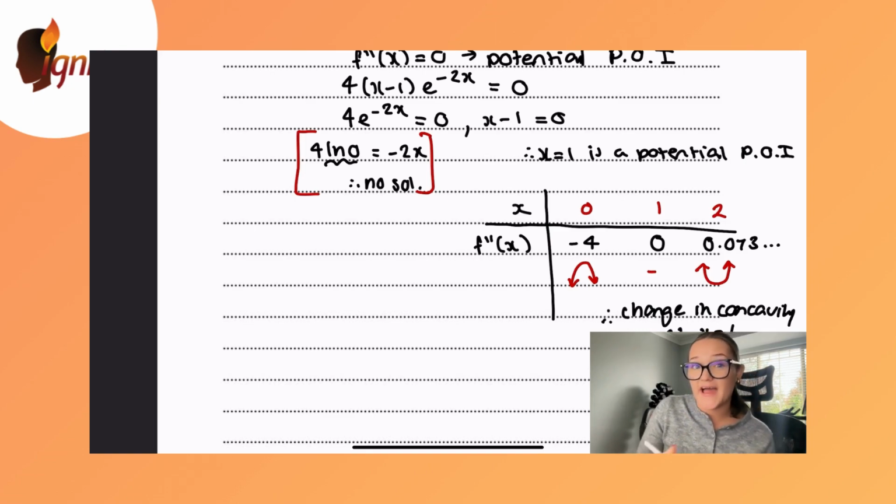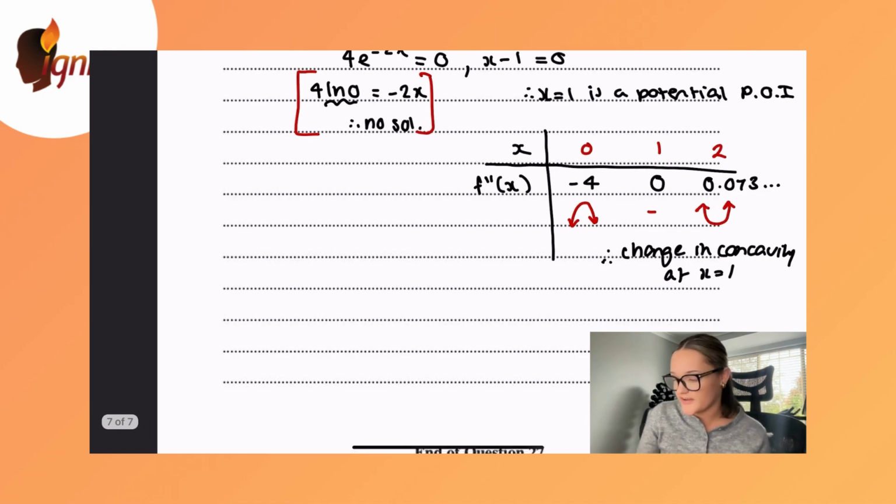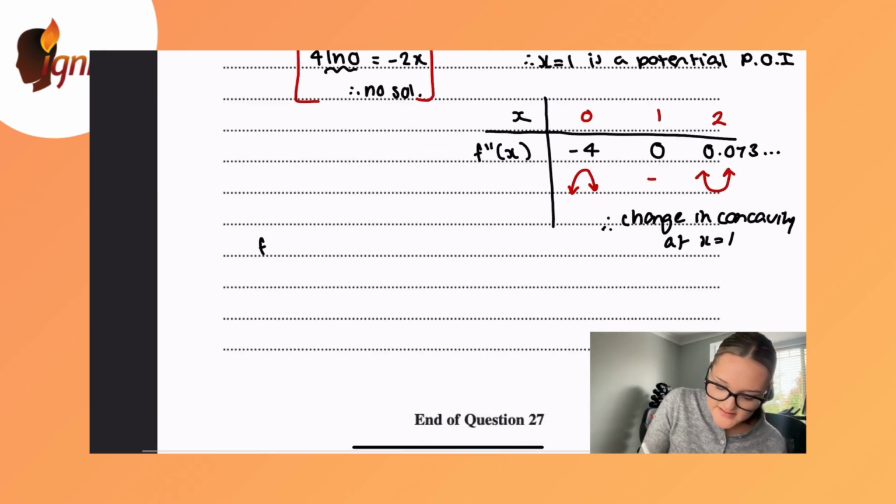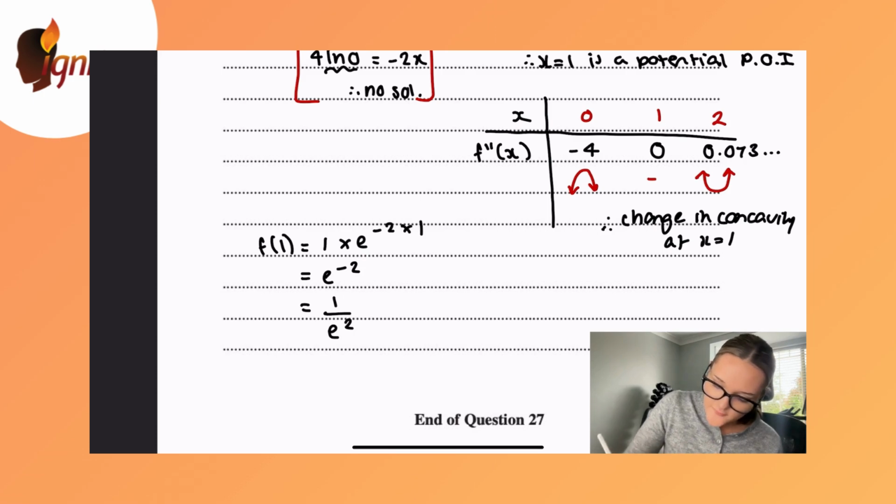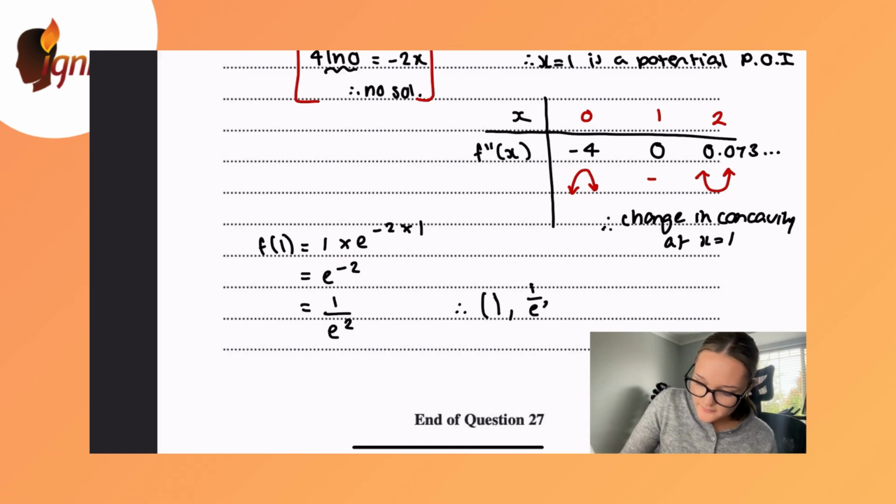So therefore we know that at x is equal to 1 there is a point of inflection because my concavity is changing. So once again I want to find the coordinate points. So in my regular function I'm substituting in when x is equal to 1. I get 1 times e to the negative 2 times 1, which is going to give me e to the negative 2 or 1 on e squared. So therefore we know that 1, 1 on e squared is a point of inflection.